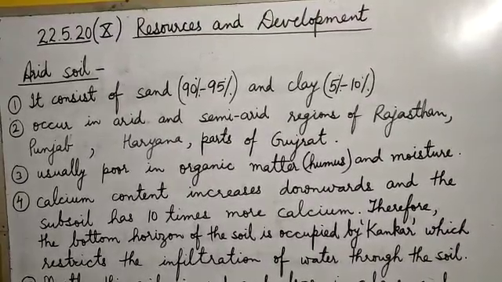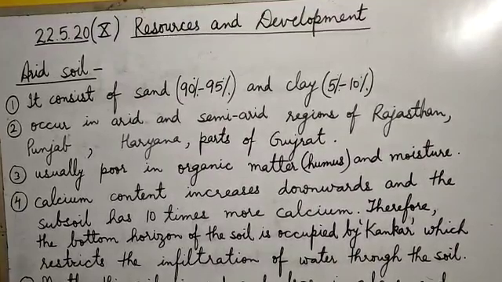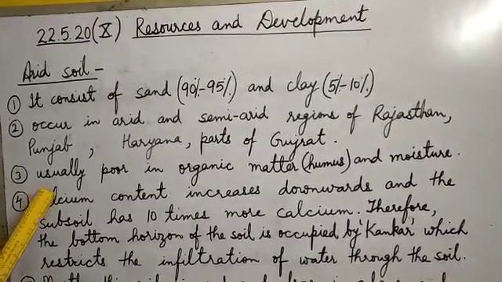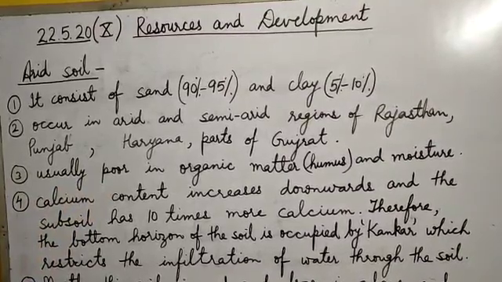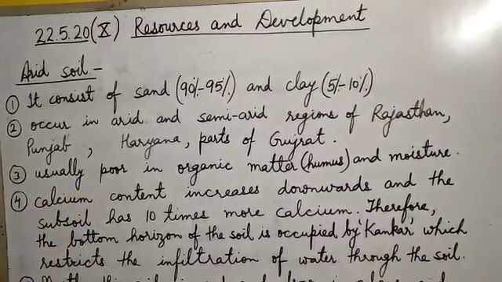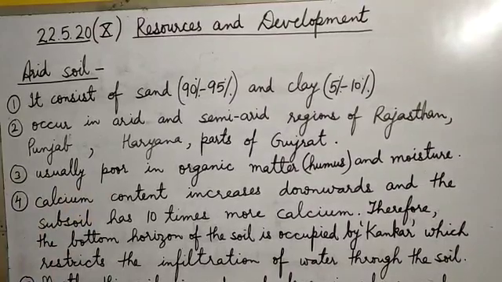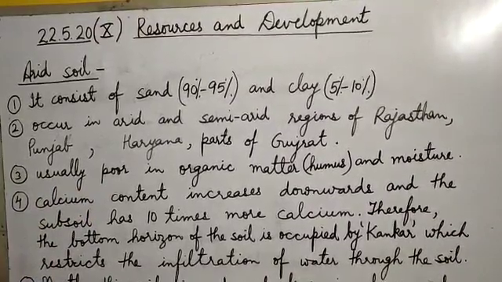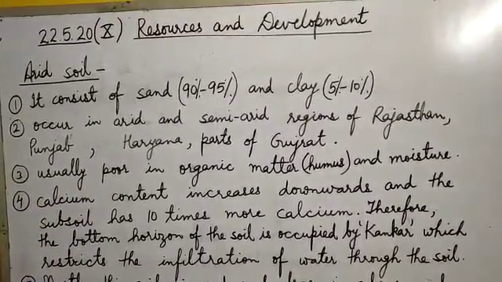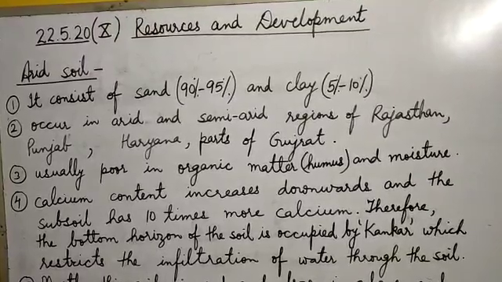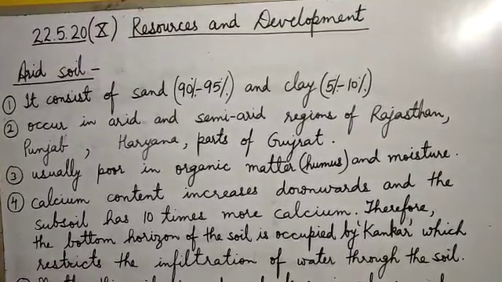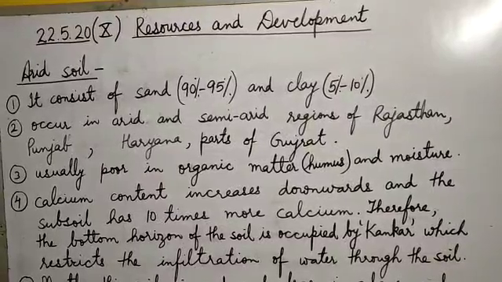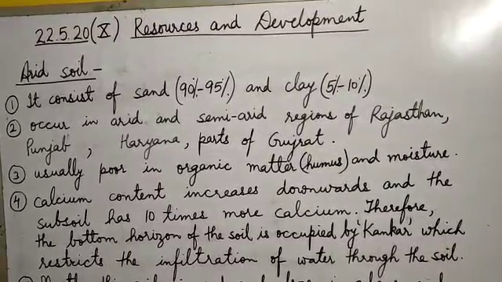Now the next feature of this soil is that it is usually very poor in organic matter, humus and moisture, as there is very little vegetation. Due to high temperature, the microorganisms in this condition are not able to survive. As such, the humus content, that is organic matter, is very low.